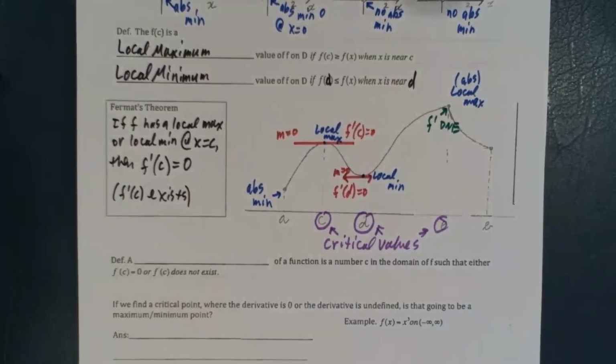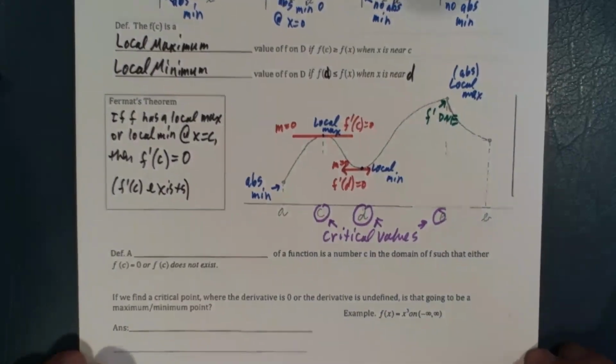Which can form critical points. Now, the value just means we have the x value. A critical point would mean we have the x, y value, meaning we have the actual xy ordered pair. All right, let us continue on.